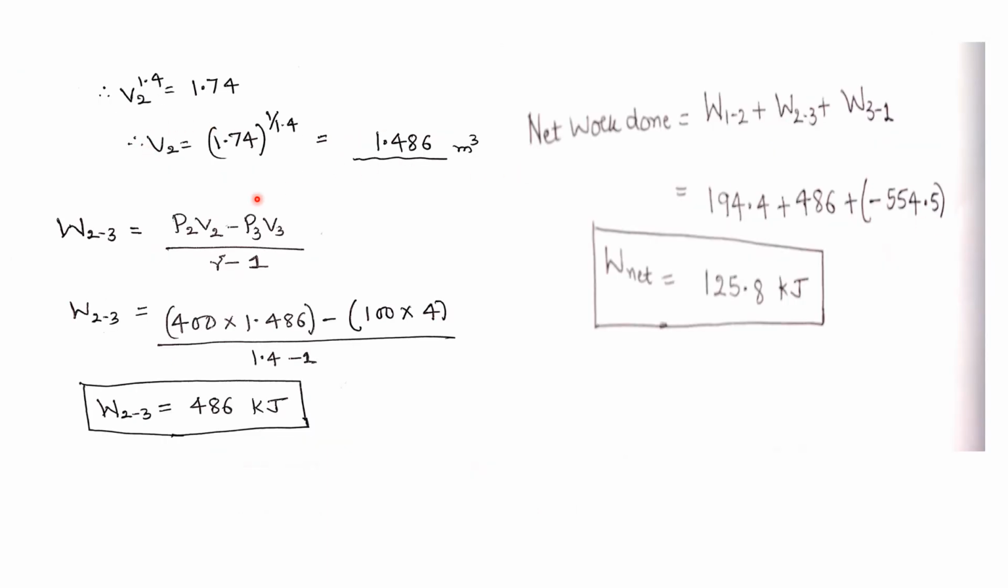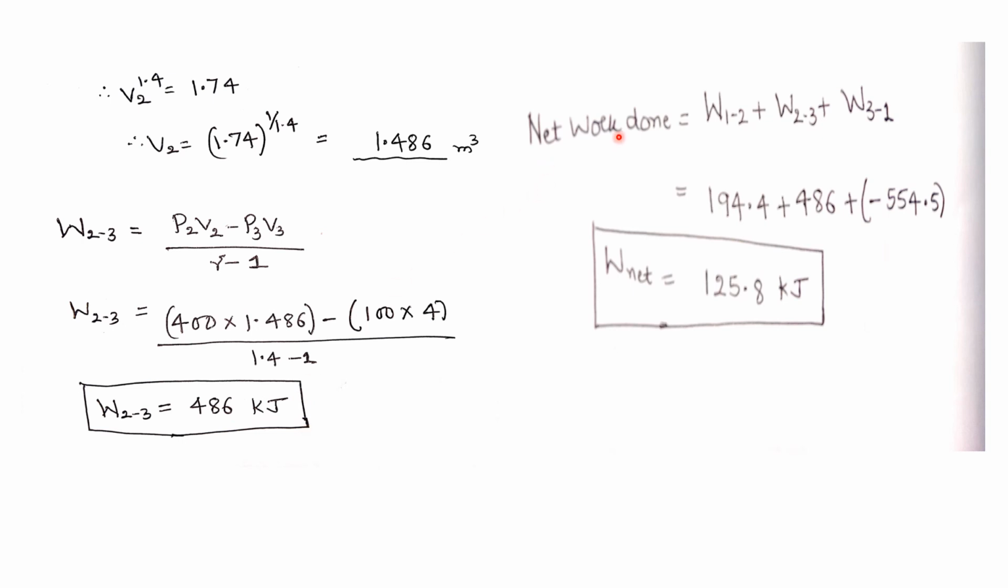Already we have explained this. The work done during the adiabatic process, process 2 to 3, is P2 V2 minus P3 V3 divided by gamma minus 1. So P2 is 400 times V2, which is 1.486, minus P3 V3, which is 400 times 4, divided by 1.4 minus 1. So the work done during this adiabatic process is 486 kilojoules.